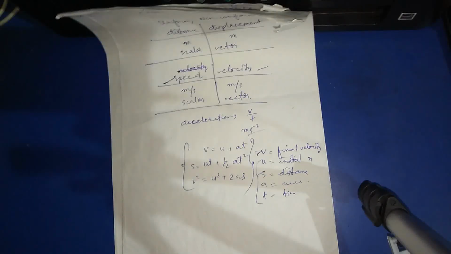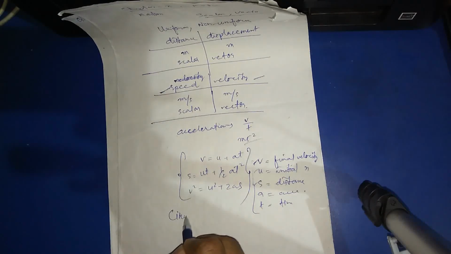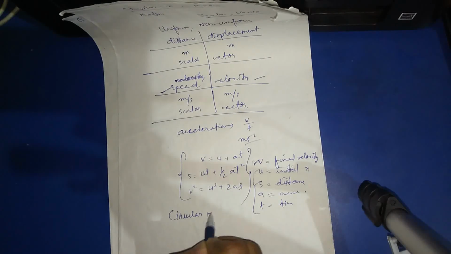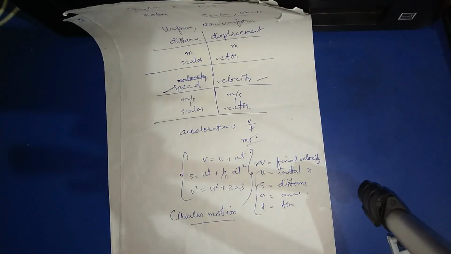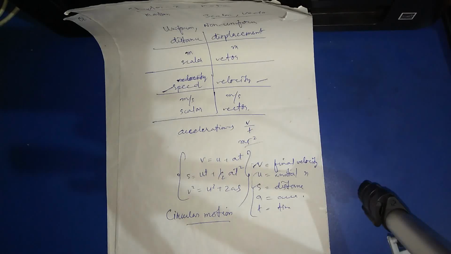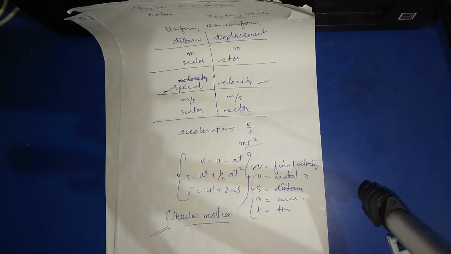Now moving on, next we have circular motion. Circular motion means a motion which is in a circular path. Or we can say in this way, if a body moves in a circular path, then it is said to be circular motion. So the only condition is the body must move in a circular path, then we can say that it is circular motion.